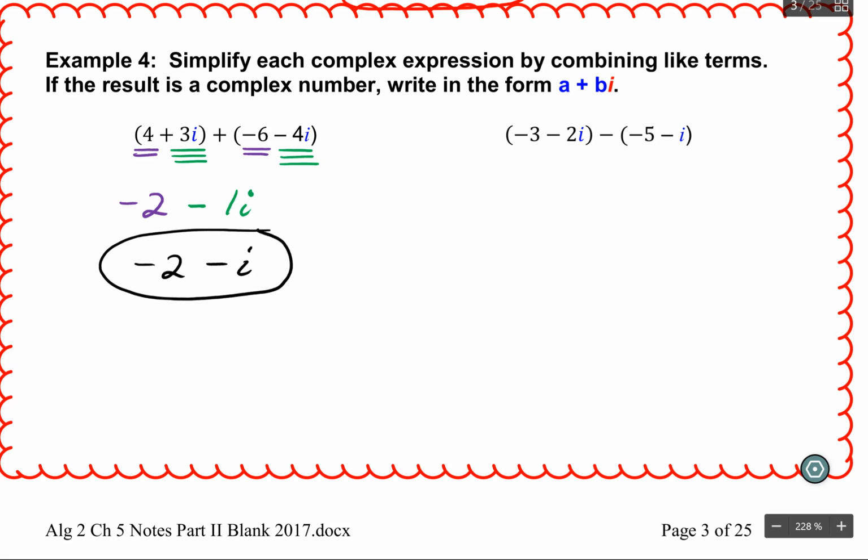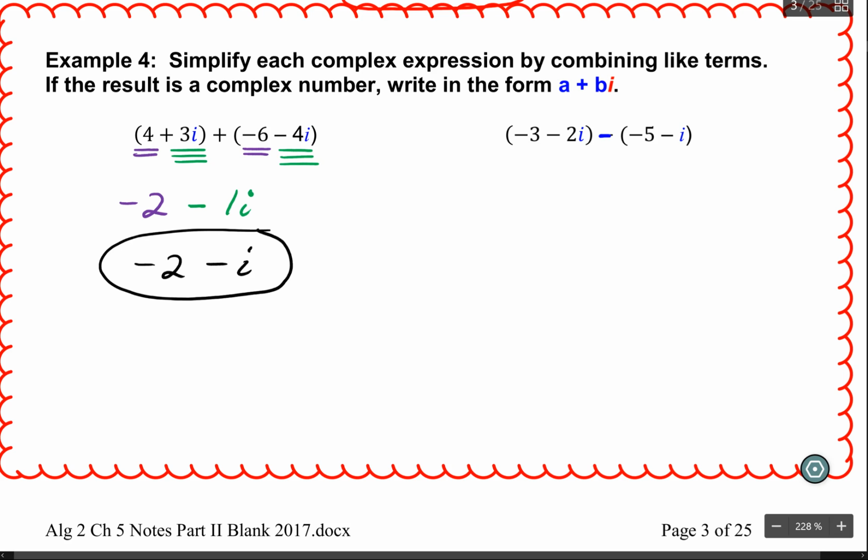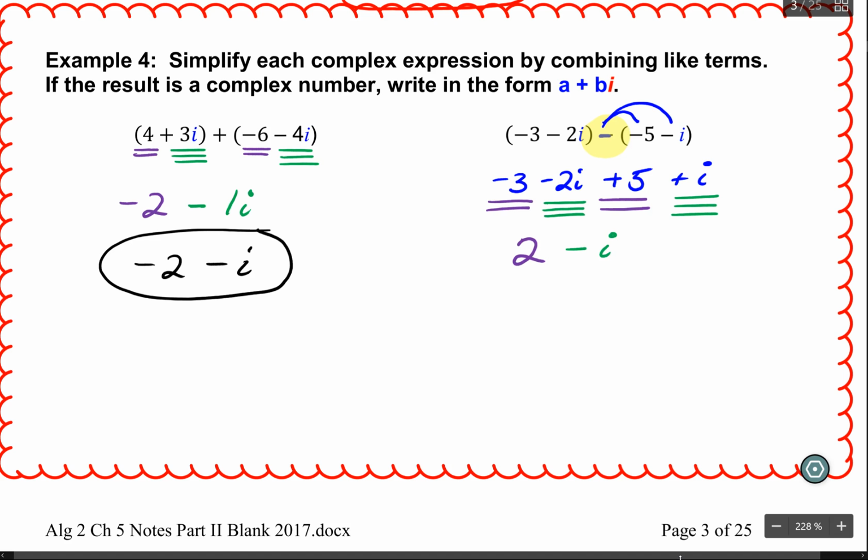But before we look at the next one, we need to notice that there's a minus sign in between there. And I'm going to highlight that minus sign because it is critical that we take that minus sign and we distribute it to both parts at the back. So first I'm going to distribute: negative 3 minus 2i plus 5 plus i. Now let's underline our like terms. First of all, our real numbers. Negative 3 and 5 gets us 2. Secondly, our i's. Negative 2i and positive 1i gets us minus i. So my answer is 2 minus i.